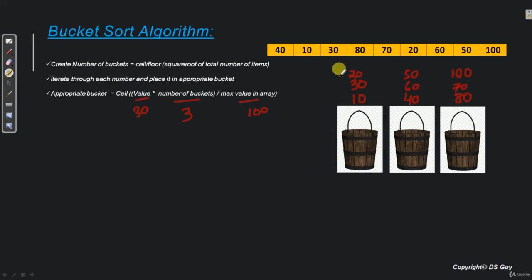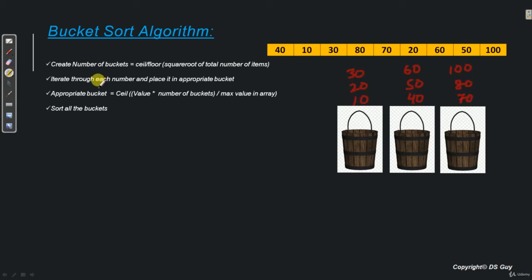After putting all these numbers in the appropriate buckets, this is how the buckets will look. The first bucket will have 3 numbers, the second has 3 numbers, and the third also has 3 numbers. Now what we do is sort all these numbers individually in each of these buckets. To sort these numbers, we can use any of the other algorithms that we have previously learnt, like bubble sort, selection sort, insertion sort, quick sort, or any other sorting technique.